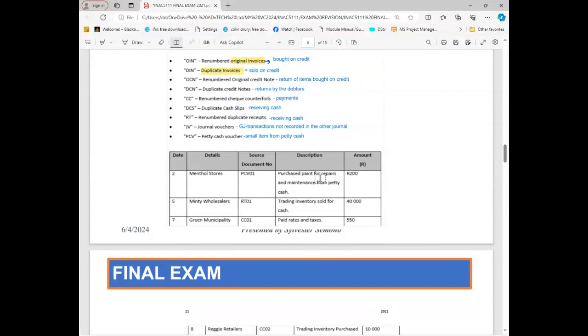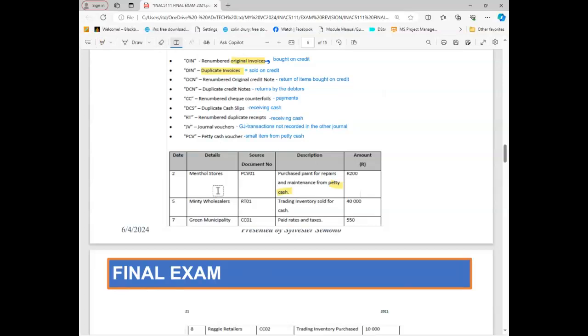But let's say we bought paint for repairs and maintenance from petty cash. Can you see now? This one is very specific. So already I know I'm going to record this in the petty cash. But if they just said bought or purchased paint and they didn't say it was from petty cash, I was supposed to check PCV, and PCV means petty cash, and then I know that I'm going to go to the petty cash channel.